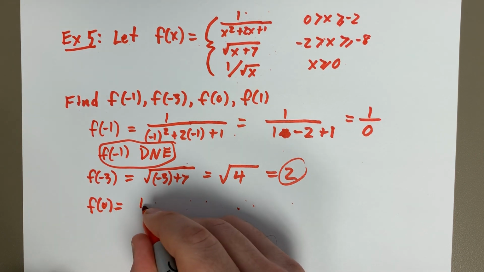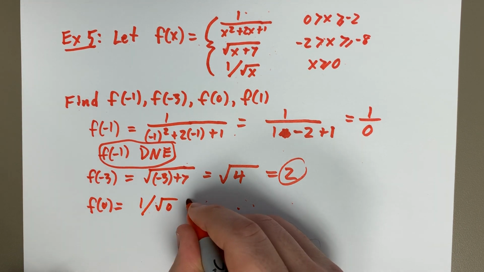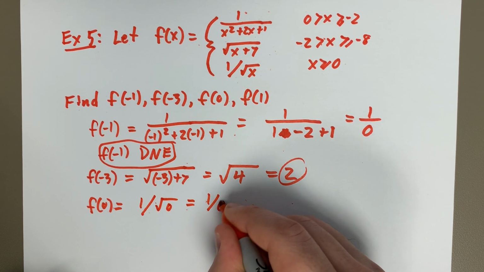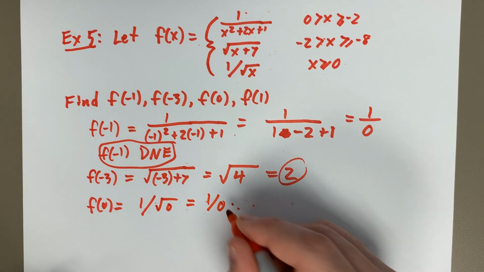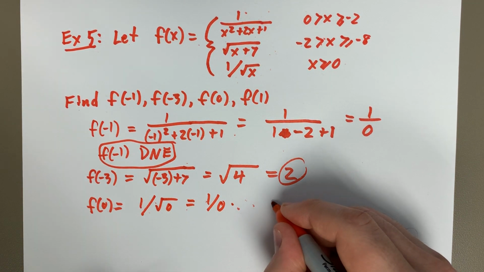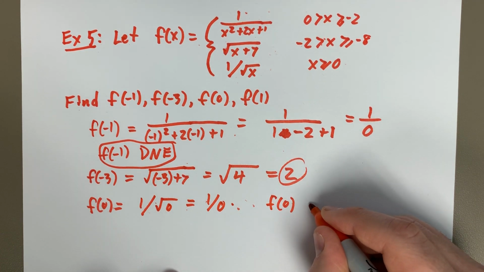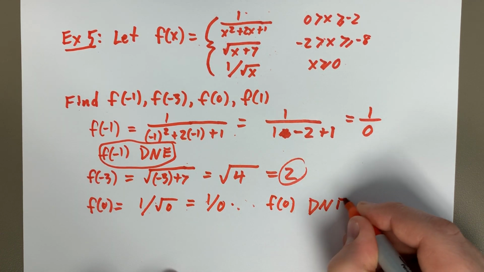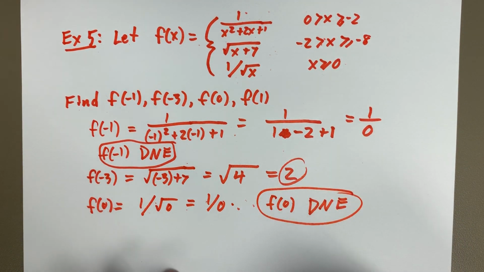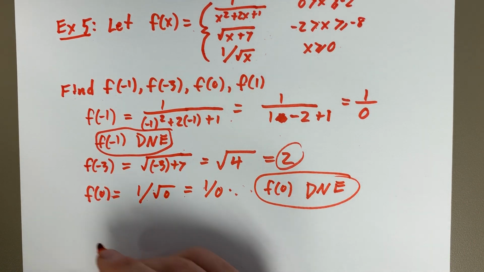So what happens when I plug in? I have 1 over square root of 0. Oh no. So we have 1 over 0. And that tells me f of 0 is not defined either. Man, we're just not having a good day today with definition. So f of 0 is not defined or does not exist. Darn. All right. Lots of undefined things today. Tyler, you should pick better examples.